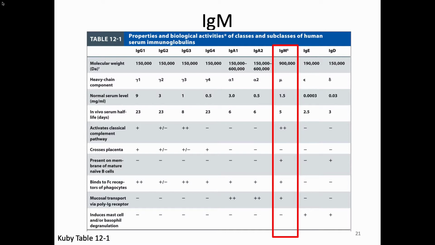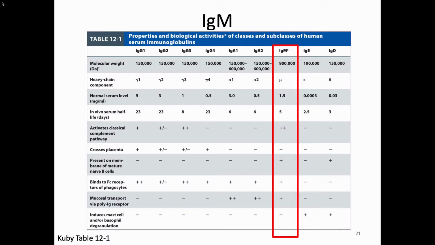If you look at this table where I have put a red box around information about IgM, where does IgM seem to stand out? There's one particular place where IgM really stands out. Yeah, Paula?